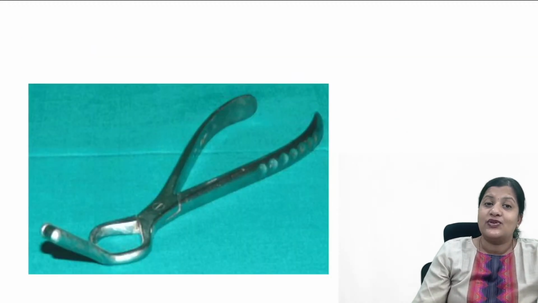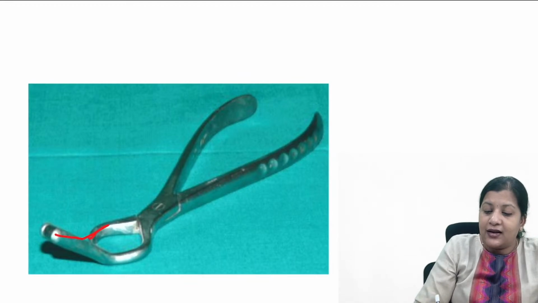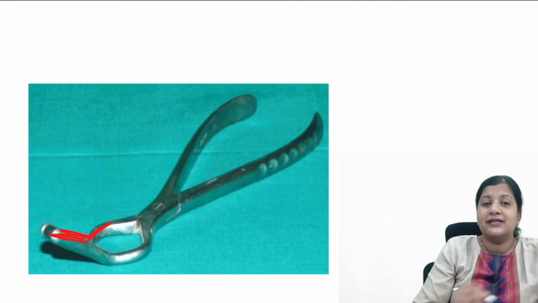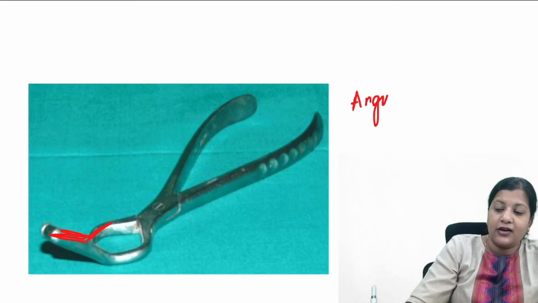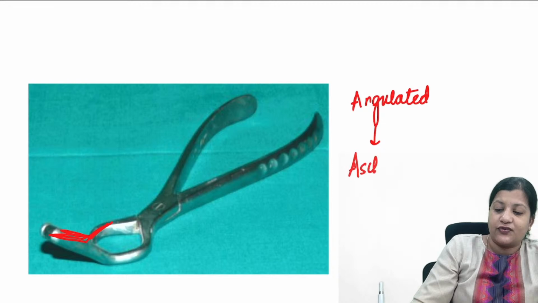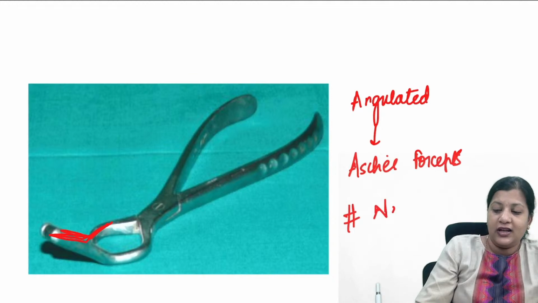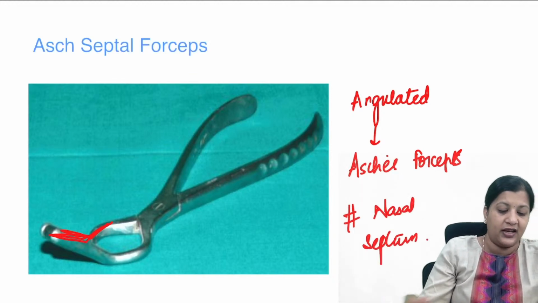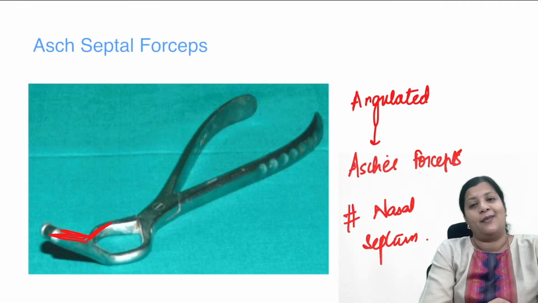Now let us see an instrument which is similar to your Walsham's forceps, but it has an angle here. What is this angle? Angulated one. So remember, the angulated one is going to be your Ashes forceps. And what do we use this Ashes forceps for? It is used for fracture of the nasal septum. So whenever you want to reduce the fracture of the nasal septum, what will we use? We'll use this Ashes septal forceps.